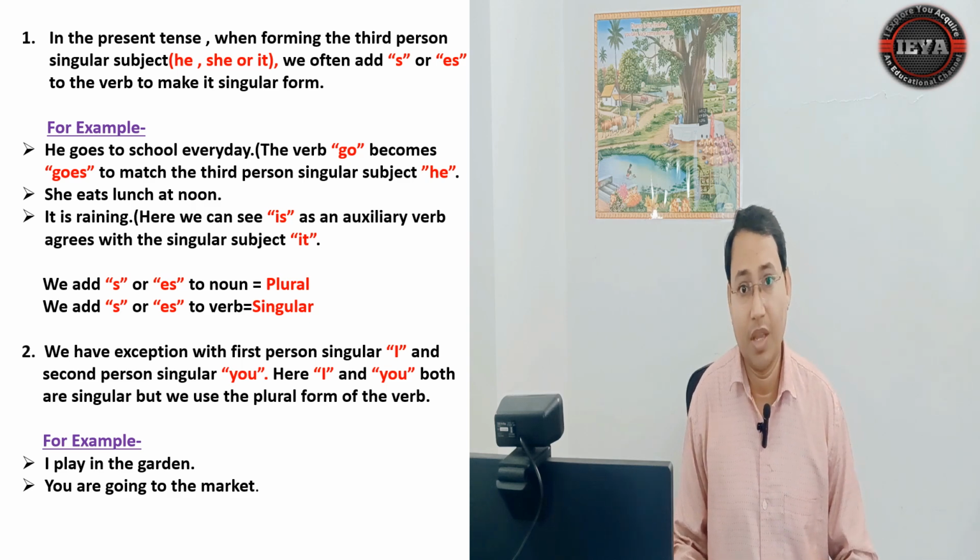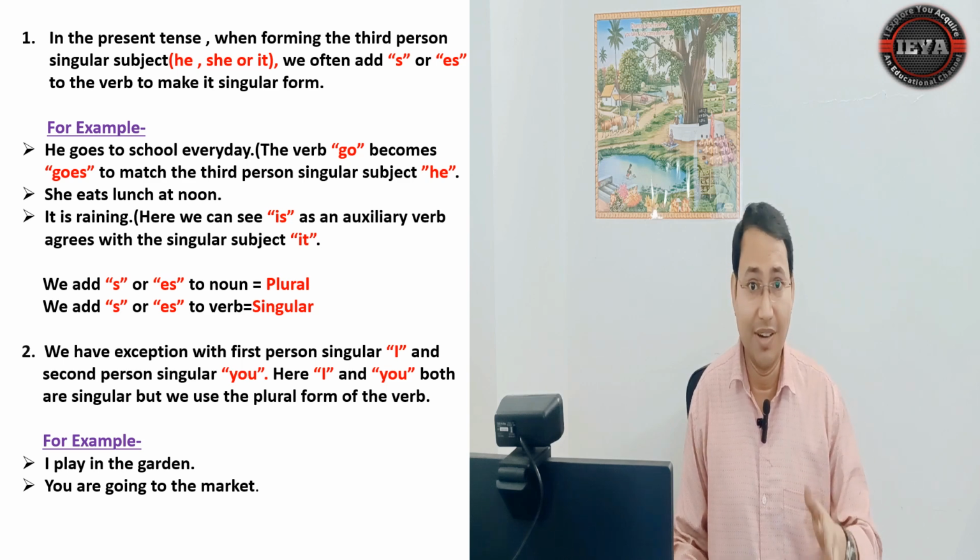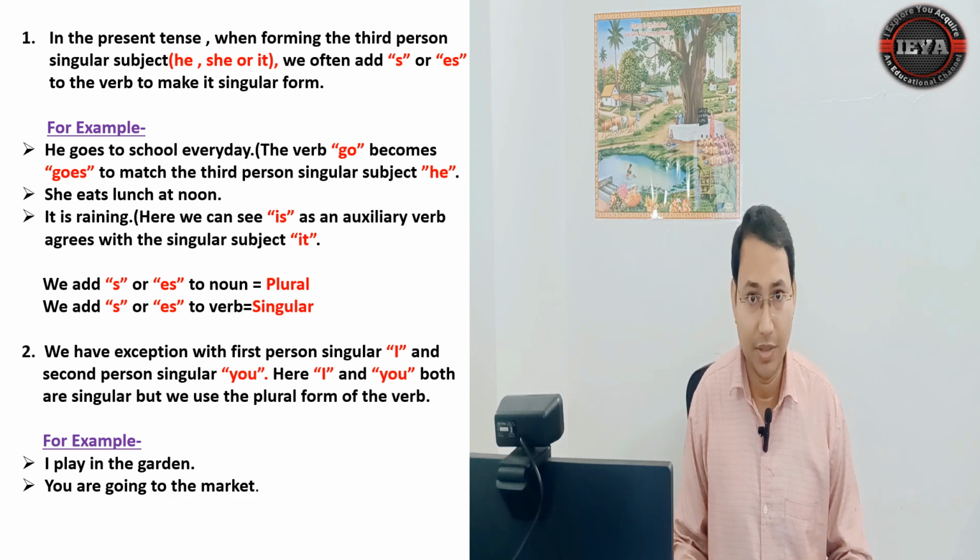Understood? Point number 2. We have exceptions with first person singular I and the second person singular you. Here I and you both are singular, but we use the plural form of the verb. For example, I play in the garden, you are going to the market.